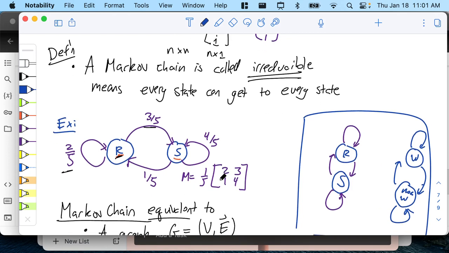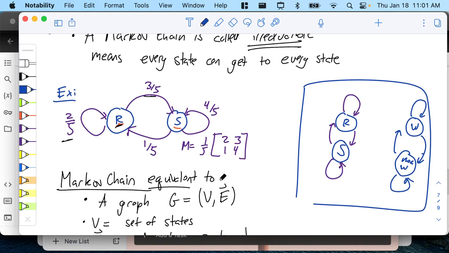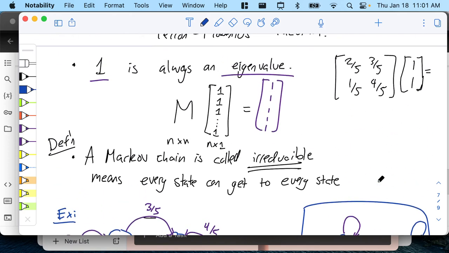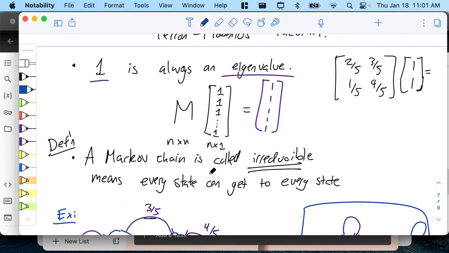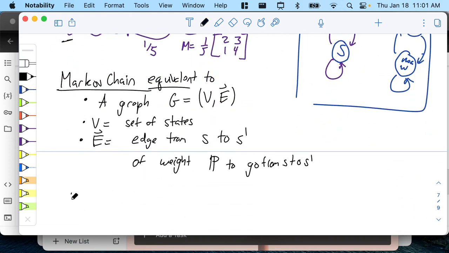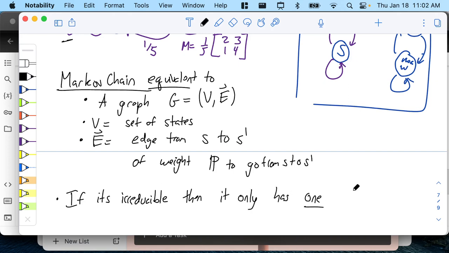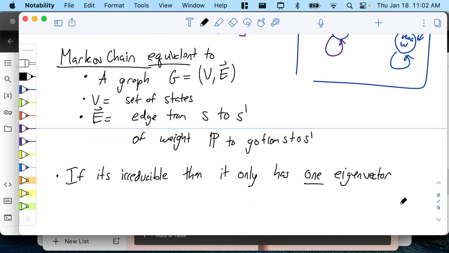So this is a good comment to make. Yeah. So irreducible kind of means you can go from anywhere to anywhere. There are no places that you can't get to or places you get stuck or anything like that. And if it's irreducible, then it definitely only has one eigenvector of eigenvalue 1. So if it's irreducible, then it only has one eigenvector. Okay, technically you can multiply by scalars to get more eigenvectors. I mean the dimension of the eigenspace is 1. But let's write down "has one eigenvector" for people who aren't too technical.